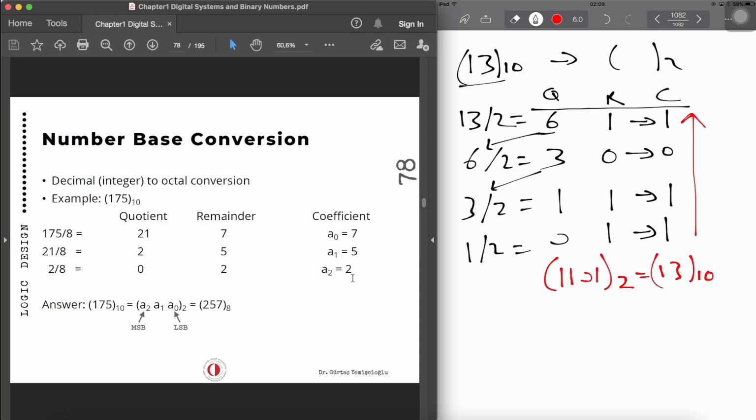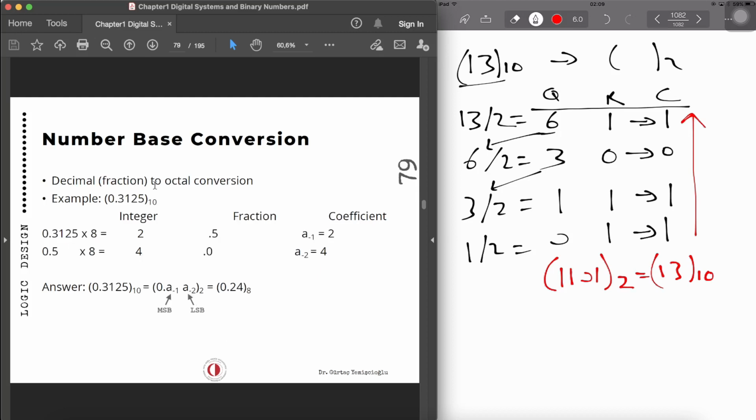Again, we are reading from bottom to top. 257 is the octal equivalent of 175. And for the fraction, you just need to multiply by 8 in order to convert it to octal, base 8.